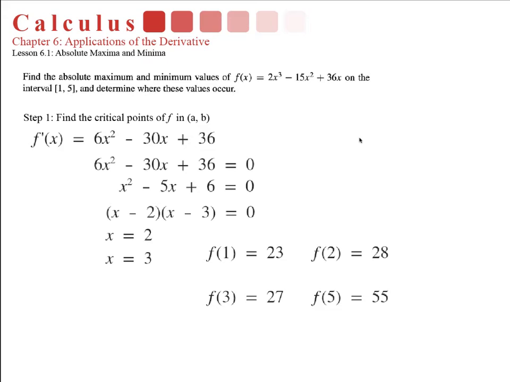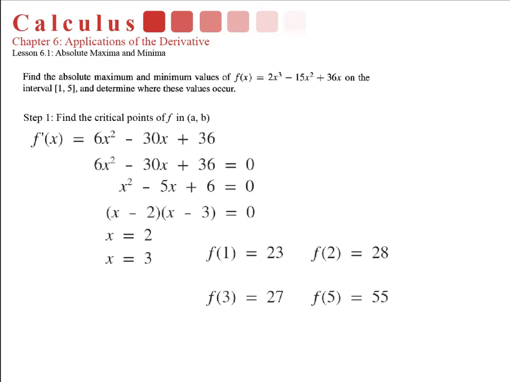We then go ahead and plug all of these points, both the critical points of 2 and 3 and the endpoints of 1 and 5, into the function. The biggest one is f of 5. We get 55. So that's the absolute maximum. The smallest one is 23, and that's at the other endpoint. And so we end up getting the absolute minimum is 23 at x equals 1.